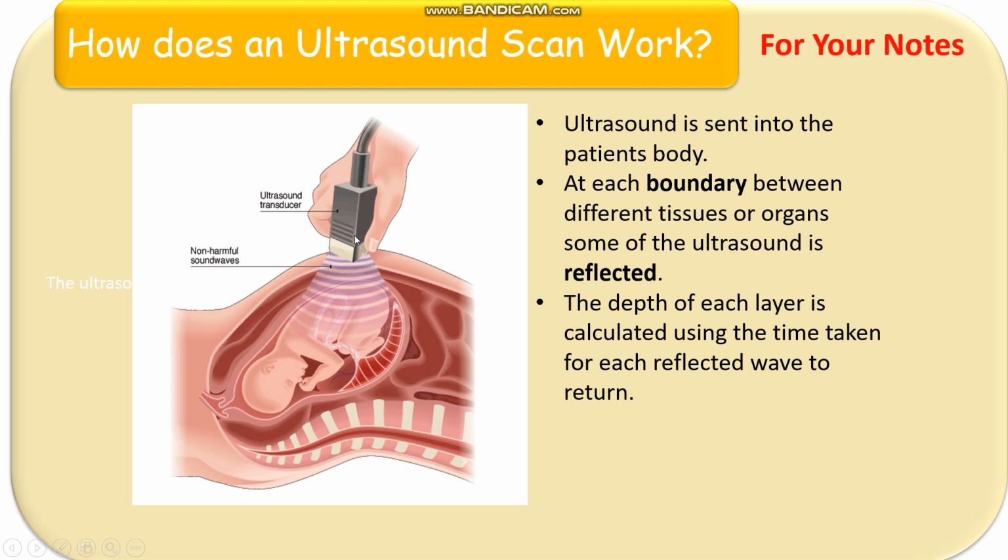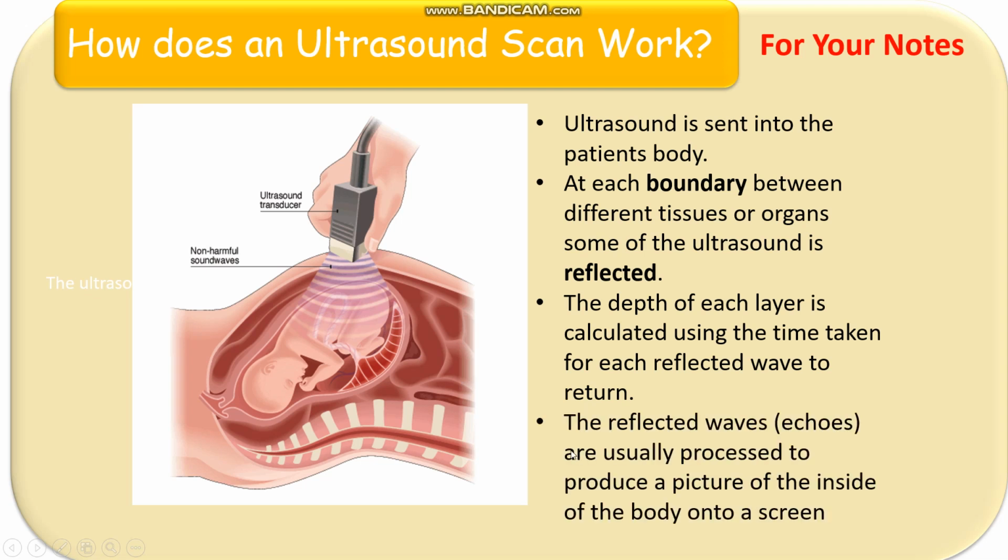Now, the depth of each layer, or the distance, if you like, from the transducer to the baby, can be calculated using the time taken for each reflected wave to return. So if it only takes a very short amount of time for the ultrasound to go there and back, we know that the baby is closer to the transducer than if it took a longer time. The reflected waves, or echoes, are then usually processed to produce a picture of the inside of the body onto a screen.